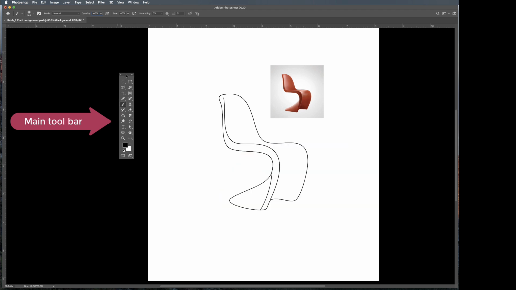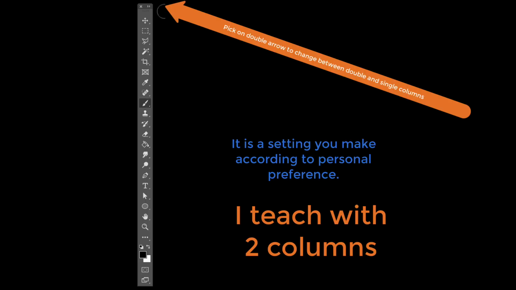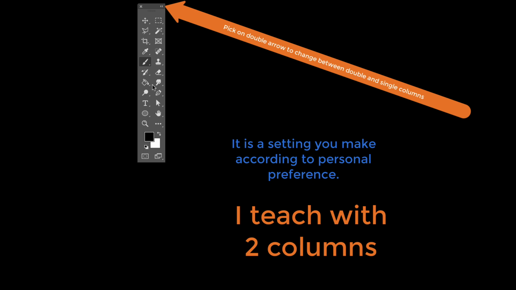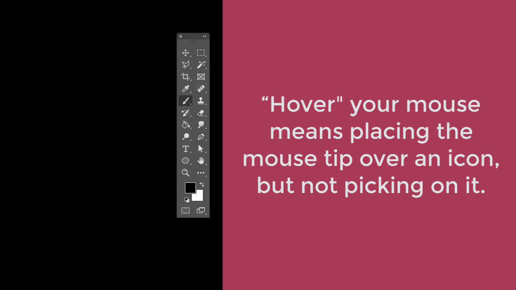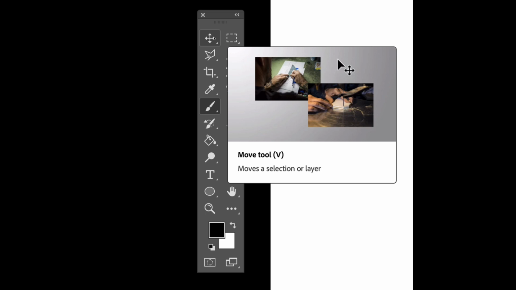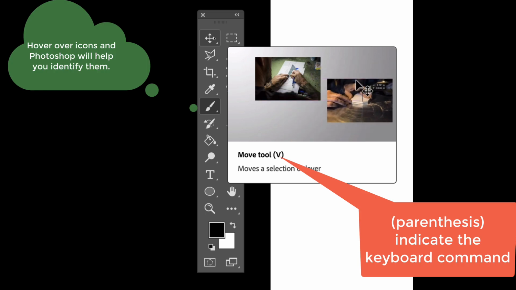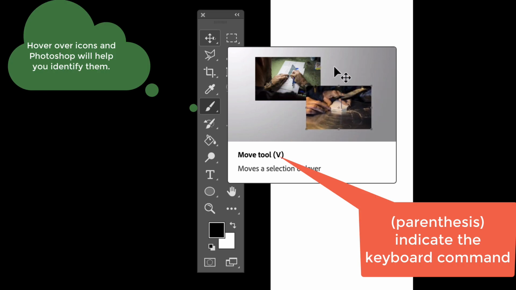So let's go back to the window pull-down menu and we'll deploy our main tool set here. Many professional illustrators or photographers prefer to pick on this double arrow and have one long line of icons. I don't like to do this. I learned with a double column and I still prefer it 20 years later, 30 years later. Okay, now on the main toolbar, if you hover over an icon, Photoshop will identify what it is for you. In parentheses, it will also tell you what the shortcut key command is.